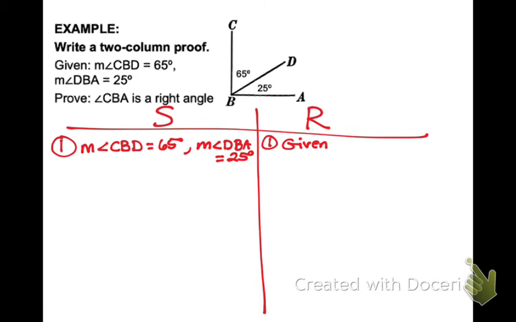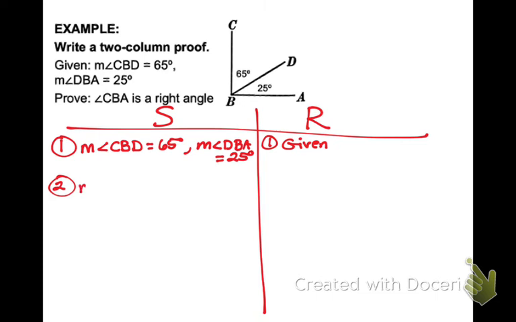All right, so do we see any key vocabulary words? No, we do not. So if I don't see any vocabulary words to give me any direction, then we always go back to either angle addition or segment addition. In this case, we're going to do angle addition. What's the big angle?